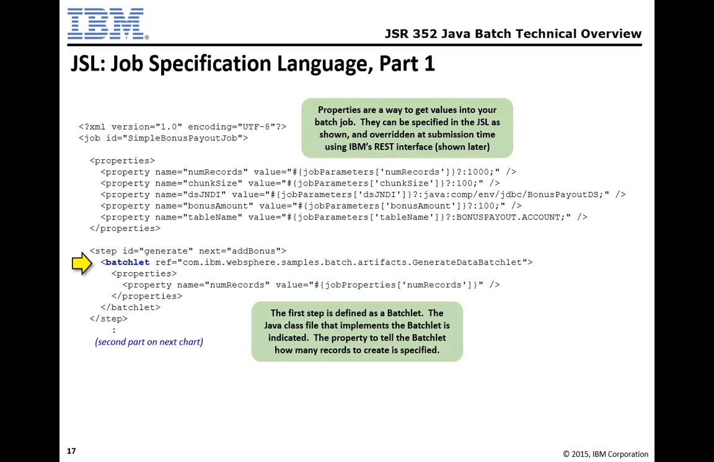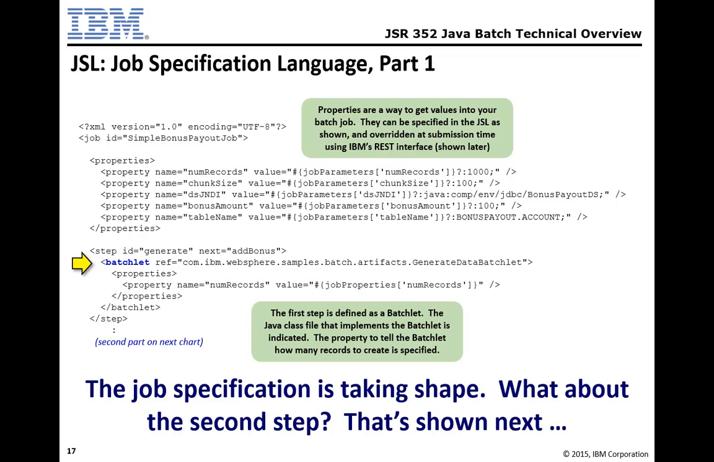The first job step is defined as a batchlet. You can see the Java class is specified as well. This class file was seen in the chart we showed you on the application packaging. This step has one property. It tells the Java program how many account records to write into the file. The value is inherited from the job properties above. That's the first part of the JSL. Let's take a look at the second part now.